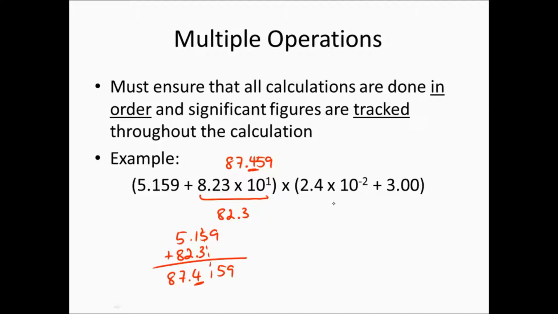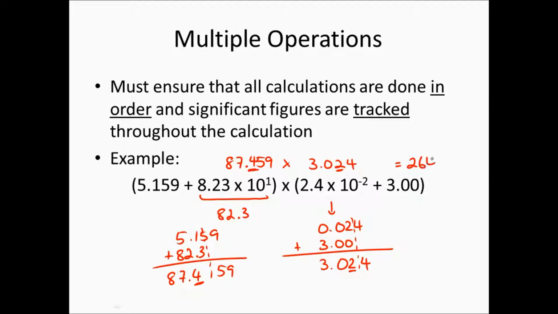Here, this is 0.024, and I add 3.00, and this is my last significant figure, so this ends up being 3.024 times 3.024. And then, both of these numbers are correct to 3 significant figures, so my answer should have 3 significant figures, so that's 264, as it turns out.